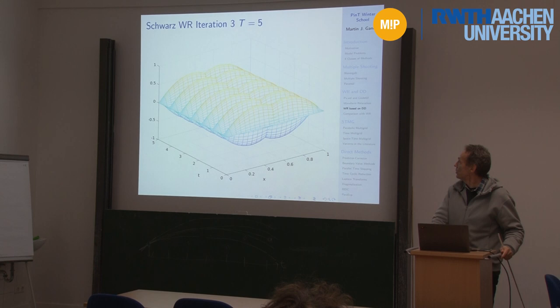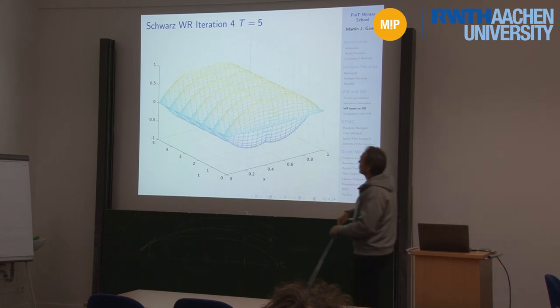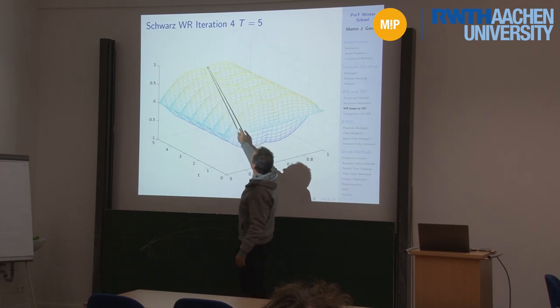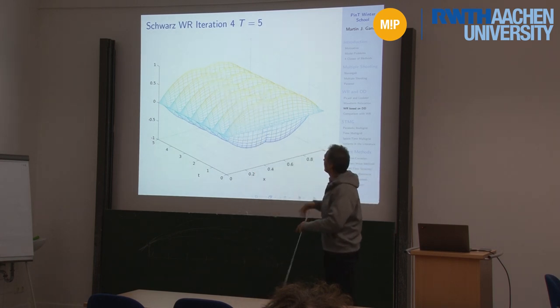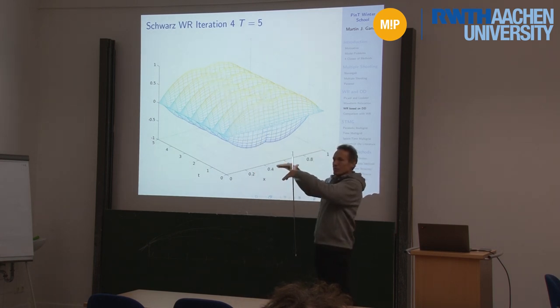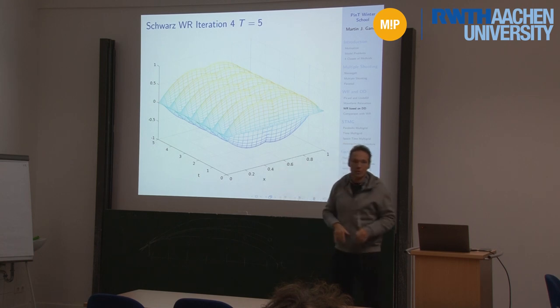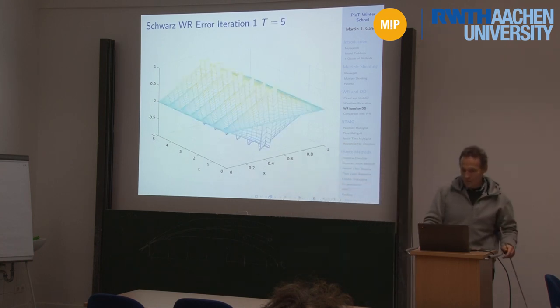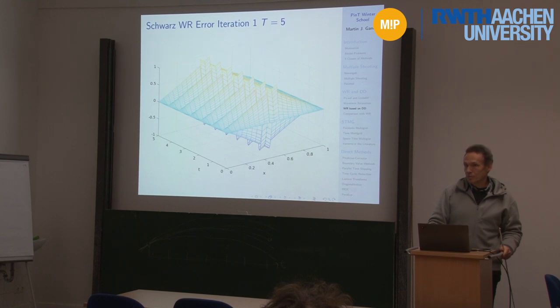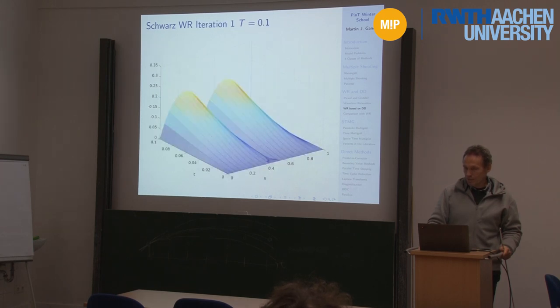And you can actually see it converges over all time. You see, it converges here and here. It somehow uniformly contracts space-time. And this is the error. So it's the difference between the solution and the iterates. And you see the error goes down uniformly in time. So this was for a long time interval.